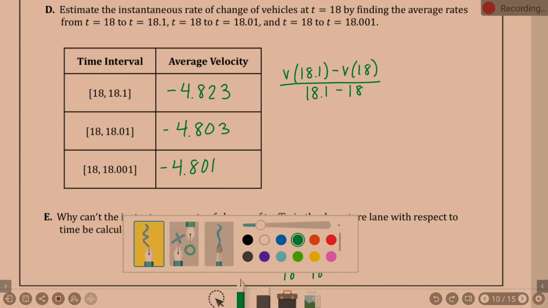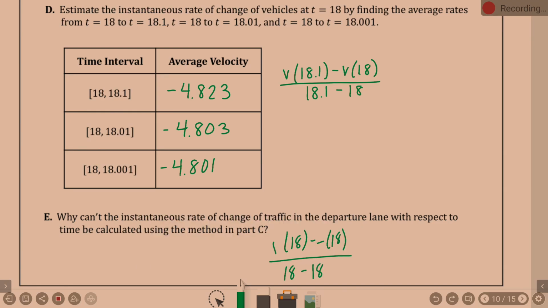It would just come out to 0. Yeah, and the key is you can't have 0 in the denominator. It's not even about the numerator, but it's about the fact that we'd end up with 0 over 0. So division by 0 would occur, which is the problem.